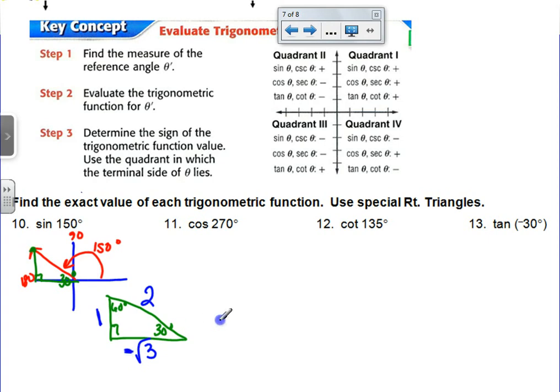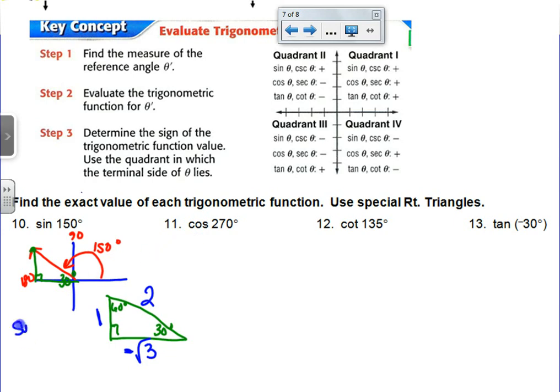And you're like, wait a minute, sides of triangles can't be negative. Just ignore that for a second and think about the coordinate plane. If you travel to the left, that's an x value. So if you're going left, that's a negative x value. Okay. They just want the sine of 150.